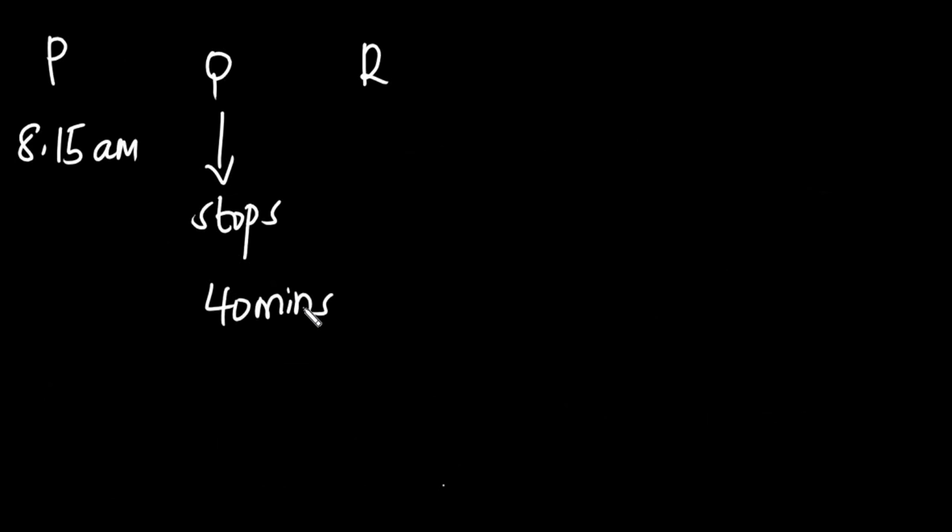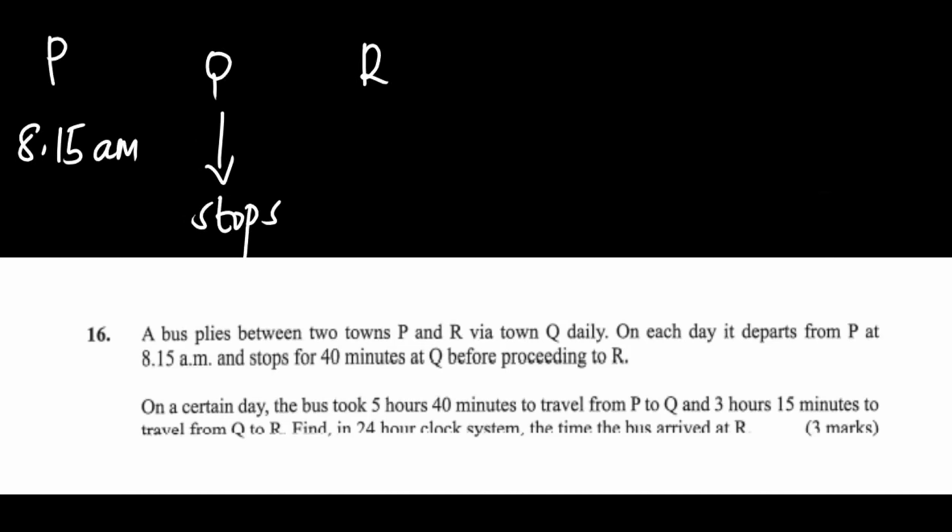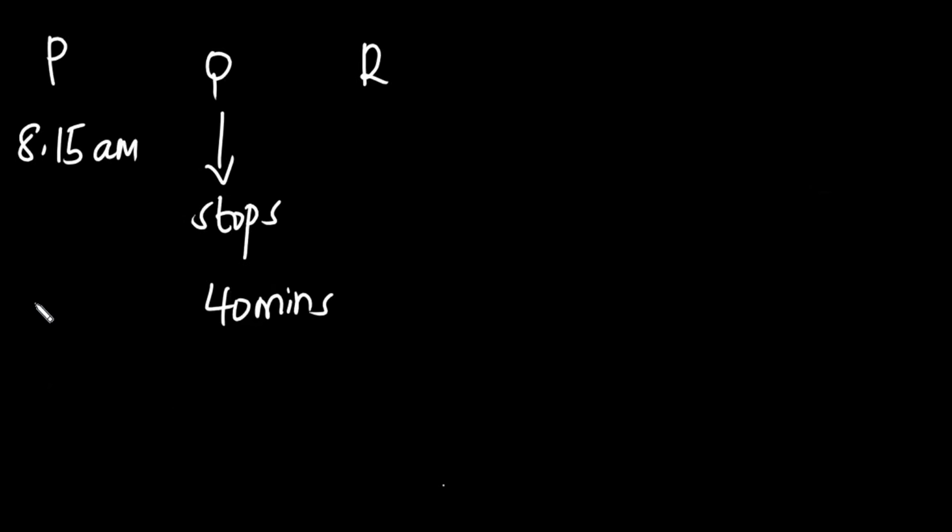So, we are told that on each day, it departs from P at 8:15 a.m. and stops for 40 minutes at Q. So at Q, it stops for 40 minutes, before proceeding to R. Now, on a certain day, the bus took 5 hours and 40 minutes to travel from P to Q. Okay, so the bus took 5 hours and 40 minutes to travel from P to Q.